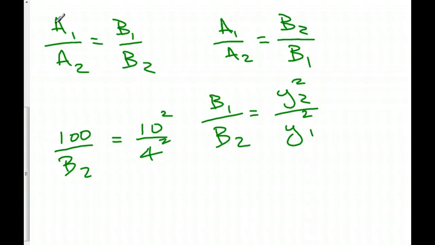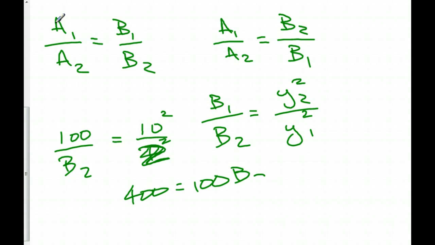Okay, so it's 2 squared, which is going to be 4. So 100 times 4 is 400, divided by 10 squared, which is 100, gives 4. So you get the same thing. Perfect. Yeah, so we get 400 equals 100 B2, and that's it. All right.